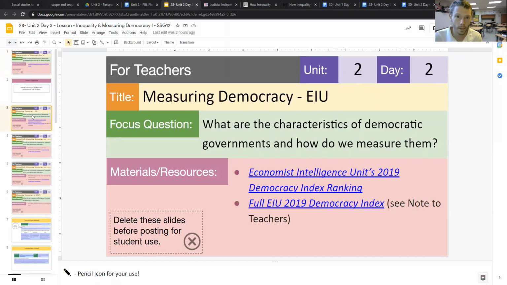In the second day of the mini unit, students will look at the Economist Intelligence Unit's 2019 Democracy Index ranking, along with access to the full EIU 2019 Democracy Index, and really begin to consider how the characteristics of democratic governments compare around the world and how we can measure them.